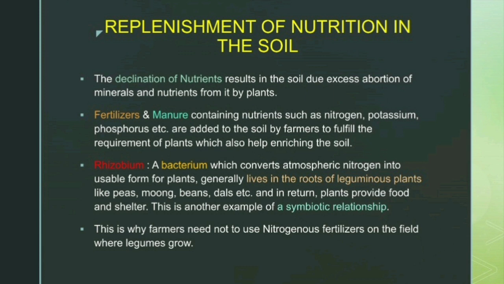Rhizobium is a bacterium which converts atmospheric nitrogen into usable form, like we already discussed nitrates and nitrites, for plants. It generally lives in the roots of leguminous plants like peas, moong, beans, dals, etc. And in return, plants provide food and shelter to rhizobium. This is another example of a symbiotic relationship. This is why farmers need not use nitrogenous fertilizers on the field where legumes grow.